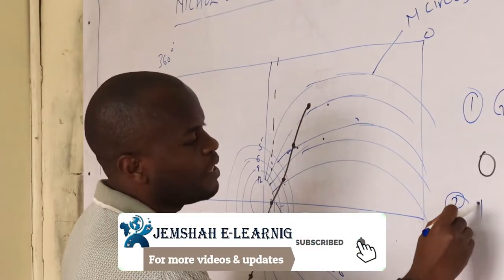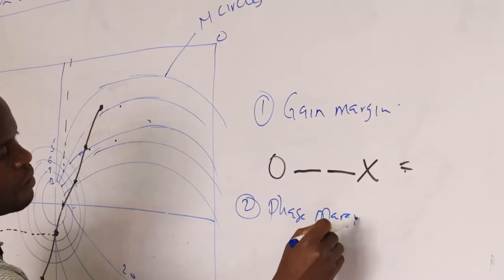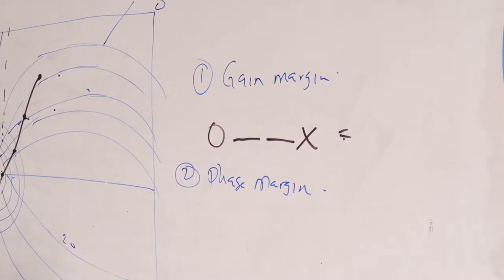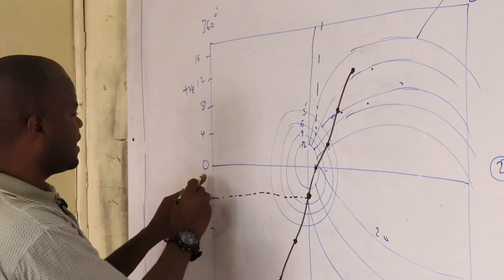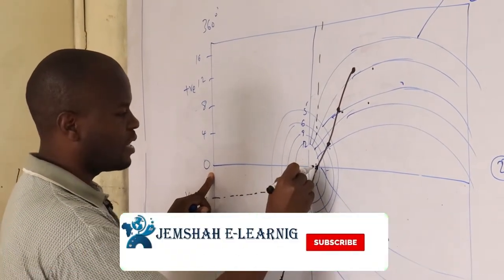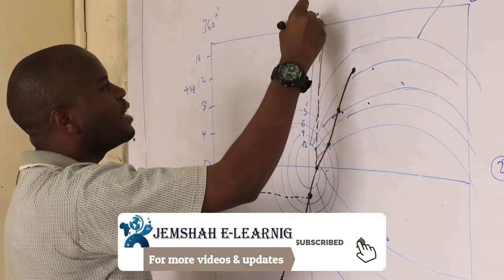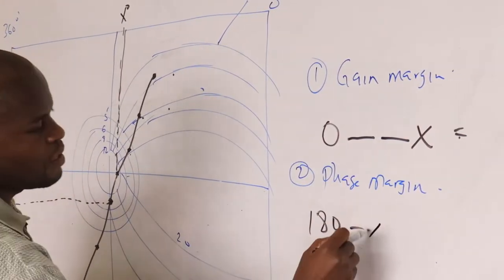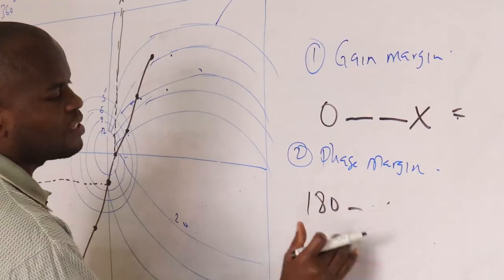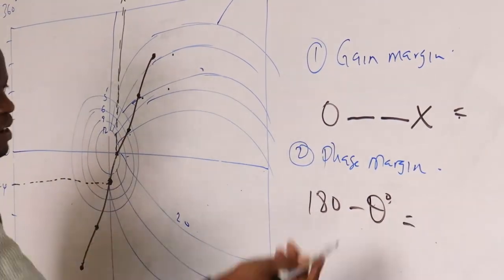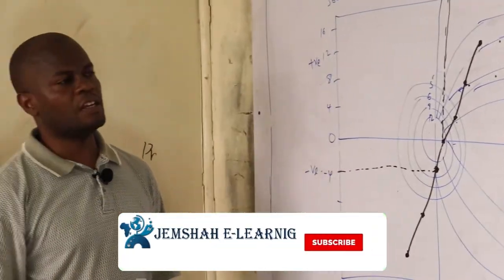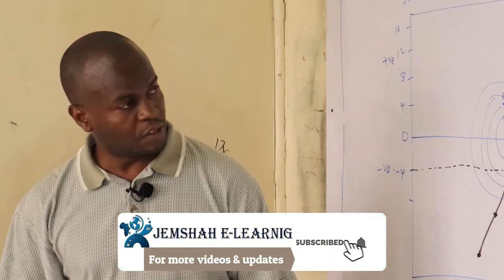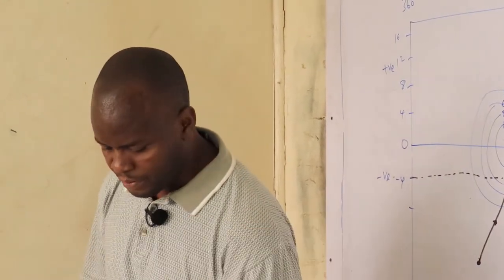So basically what we are saying is that the phase margin, we are going to get it by reading off the angle at the point where the locus touches the 0 dB line, then extend that. The angle that you are going to get here, we are going to subtract from 180 degrees. Let's say it is theta degrees. Then whatever we get from there will definitely give us what we refer to as the phase margin.